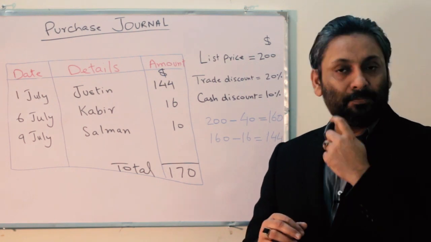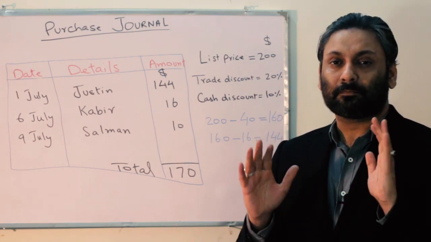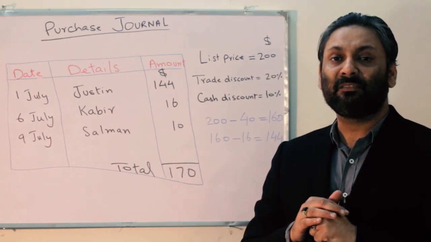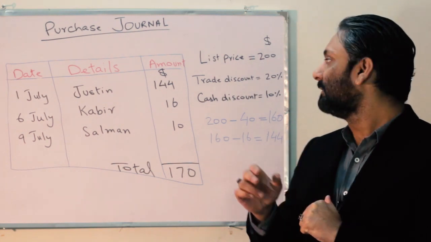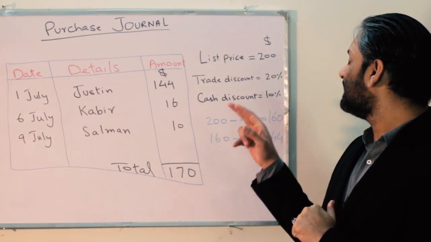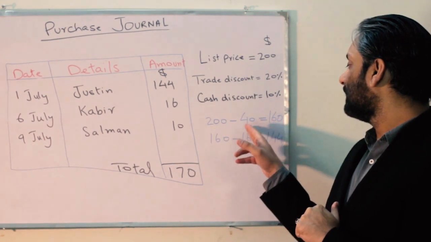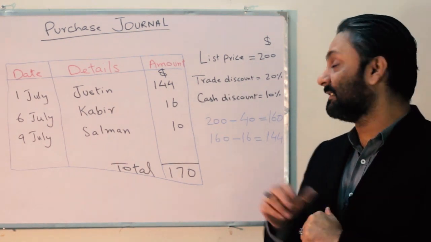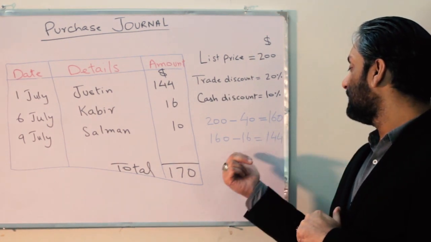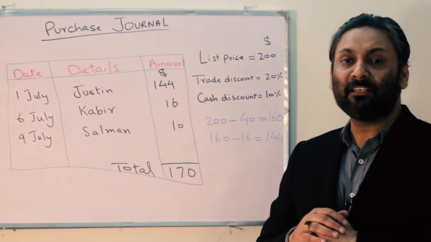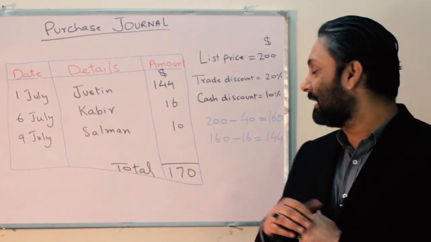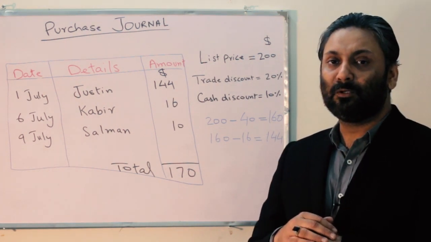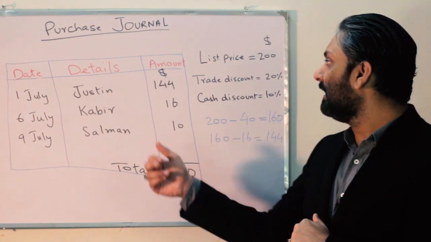So there are three different types of values that we need to be dealing with. Number one, the list price, which is the price conventionally charged by the supplier. Then there's the price ascertained after subtracting the trade discount, that is the value of purchases. And then there's the final payment to be made to the supplier, that is 144, and that is the cash payment or bank payment made to the supplier, which will be recorded inside the purchase journal.